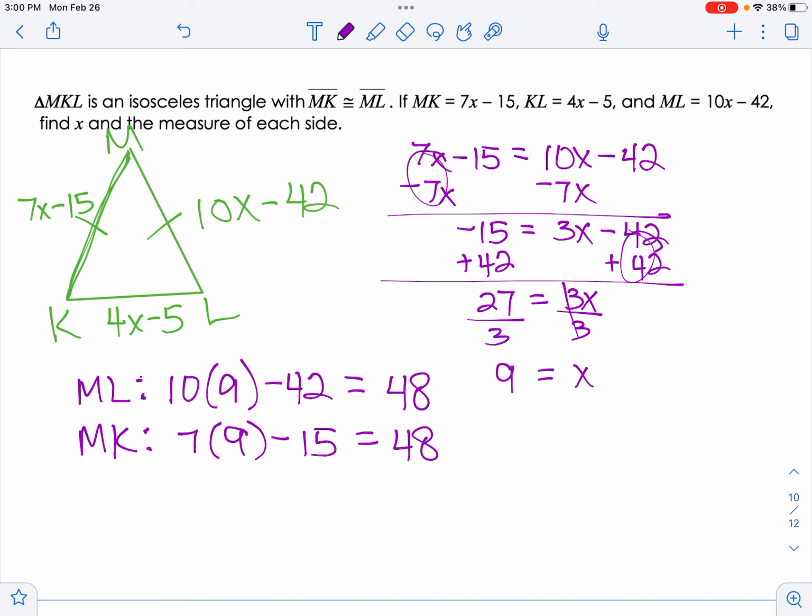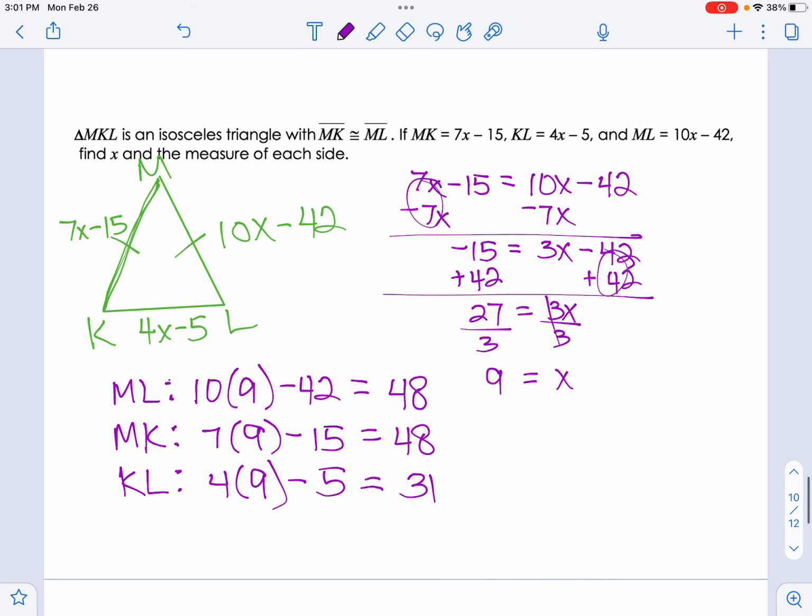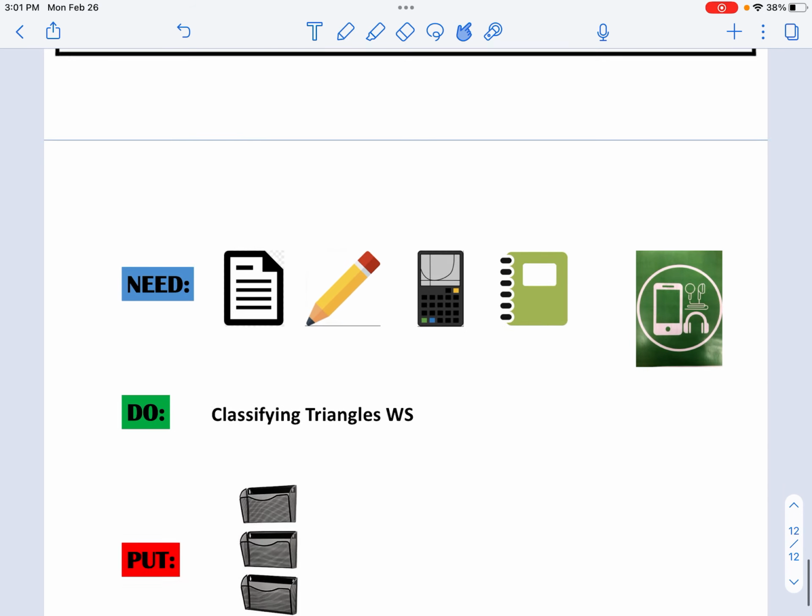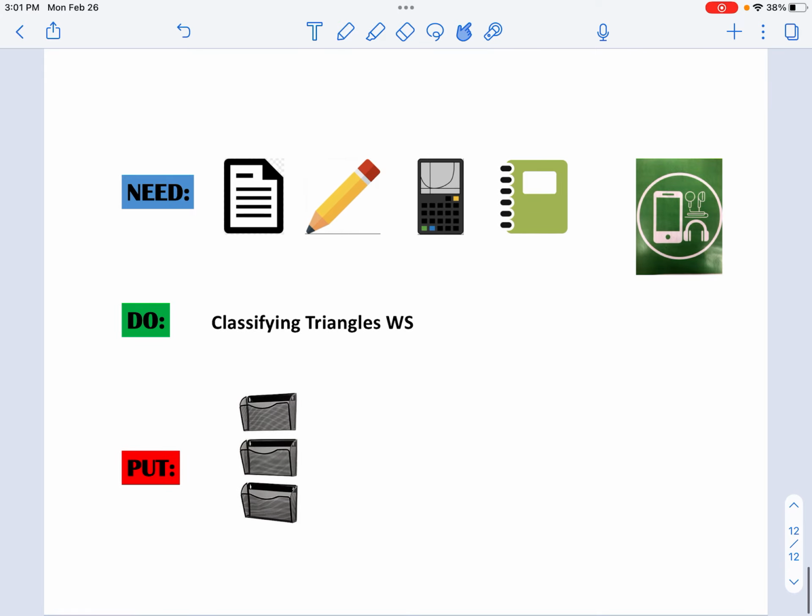Okay, good. And then lastly, KL. 4 times 9 minus 5, which is 36 minus 5, 31. Okay, perfect. So draw a picture and then you should be good. All right, I hope that all makes sense. Your assignment is classifying triangles worksheet. Good luck. See ya.